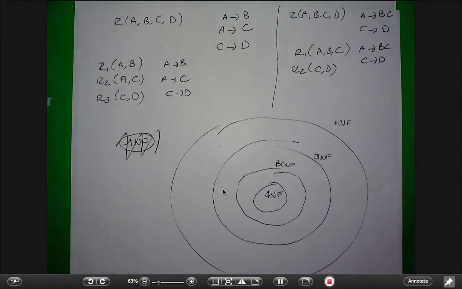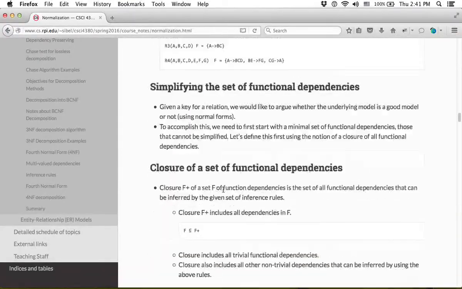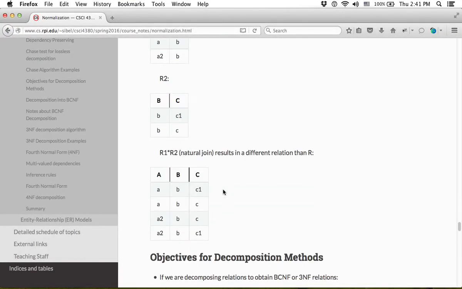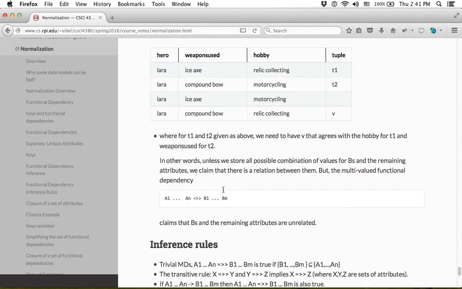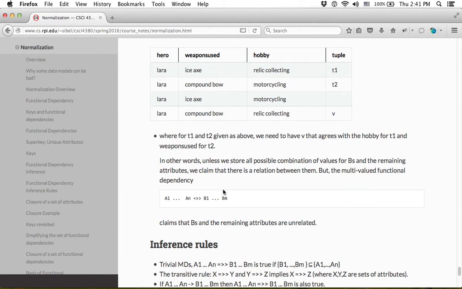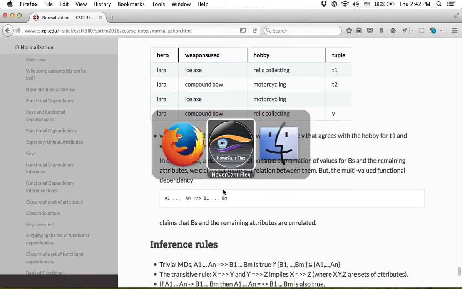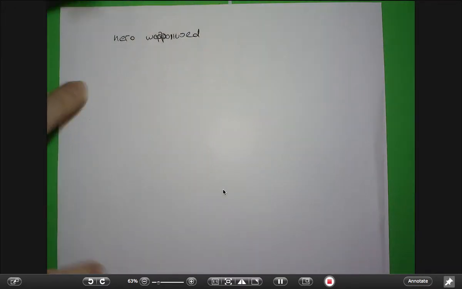So let's see if I can find my timely example on this. There we go. So let's say I have this relation where I'm storing the name of a hero, weapons used by the hero, and the hobbies. And good news, Firefox is available for download. So I have hero, weapon used, and what was the other one? Hobby? All right, hobby.